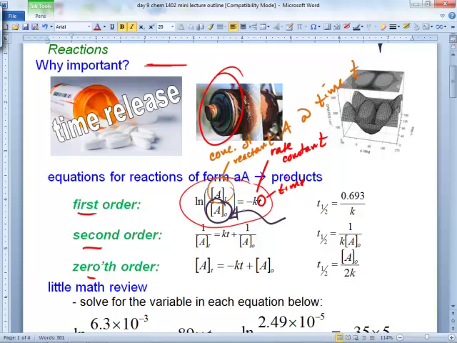It's a little 0. Looks like an O, but it's initial. So bracket A with a little 0 would be what? Initial concentration. Initial concentration of reactant A.